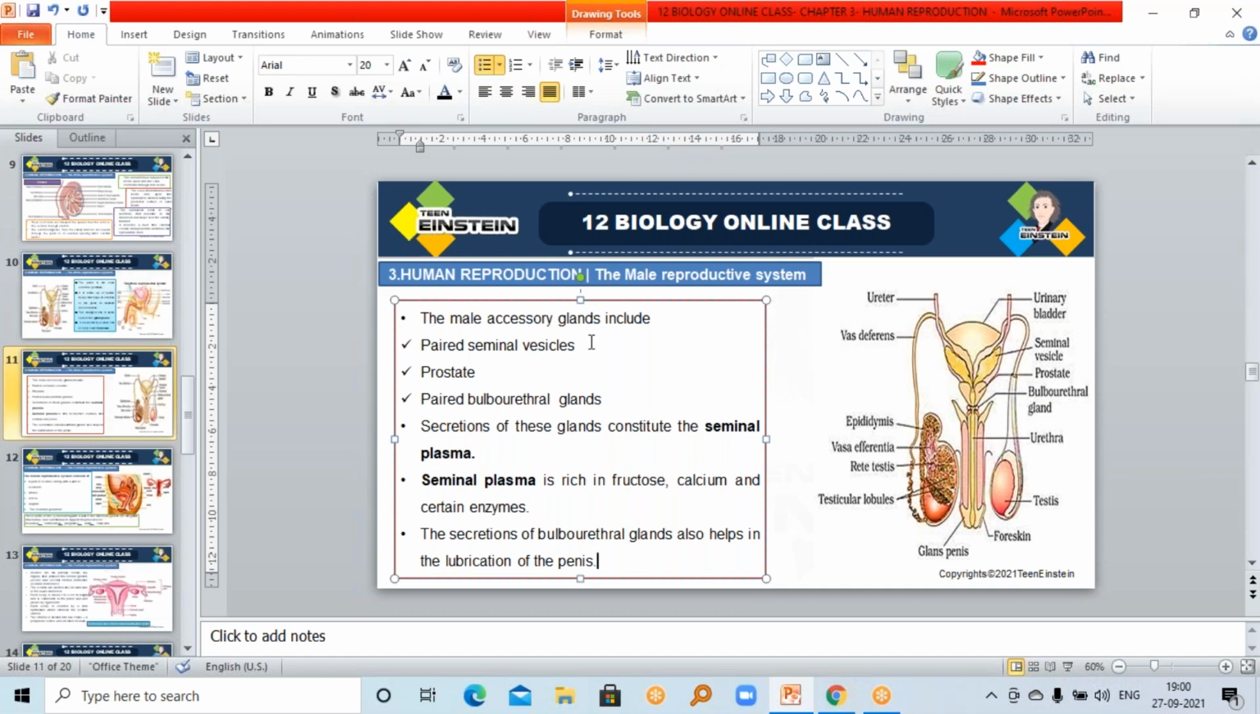Okay. So the male accessory glands include the paired seminal vesicles, the prostate gland and the paired bulbourethral glands. The secretions of these glands constitute seminal plasma, which is rich in fructose, calcium, and some kind of enzymes. And the secretion of the bulbourethral gland helps in the lubrication of the penis. So these are the important points.